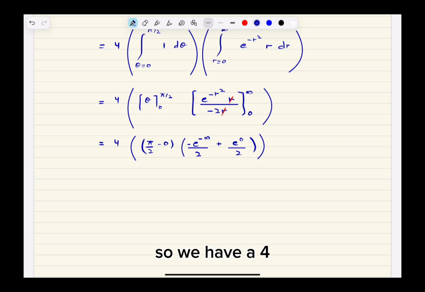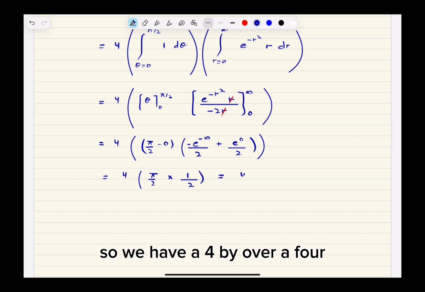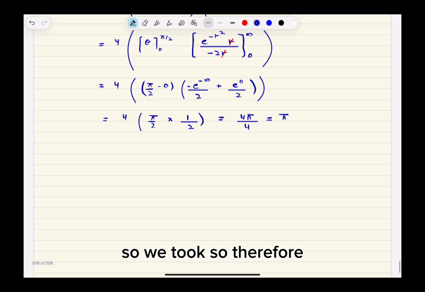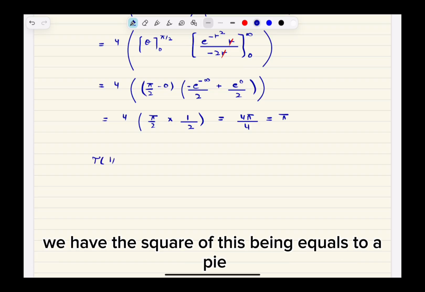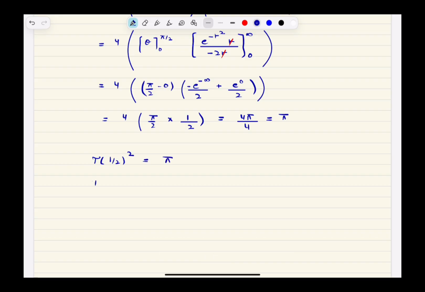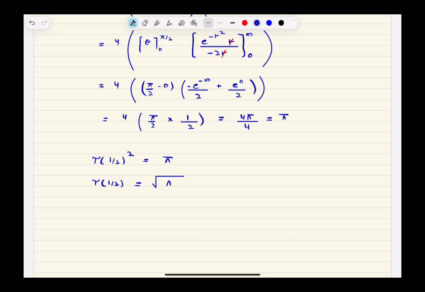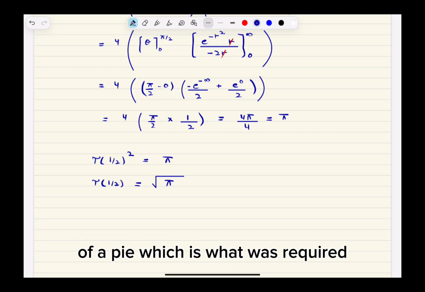Okay, so we have 4 times pi by 2 into, this is 0 plus a half, so a half. So we have 4 pi over 4, which beautifully comes to pi. Therefore the square of this is equal to pi. Therefore the gamma function at half is just the square root of pi, which is what was required.